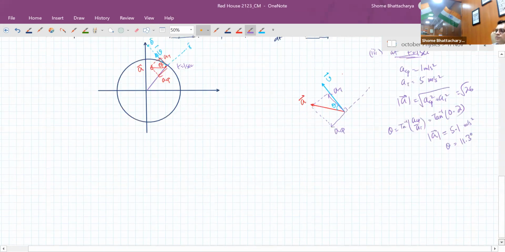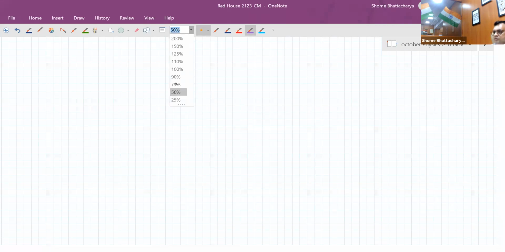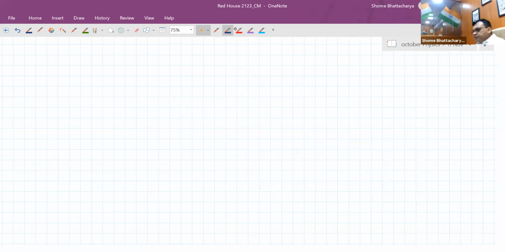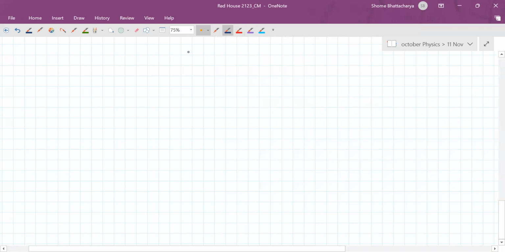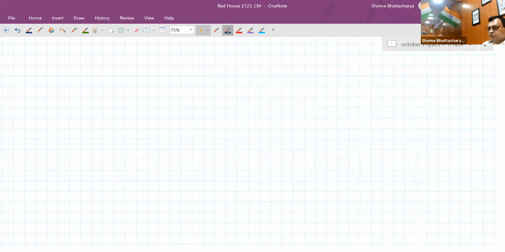Okay, so now having understood all these relations here, now we'll move on to the next aspect of circular motion, which is about force acting on a particle when it is in circular motion.